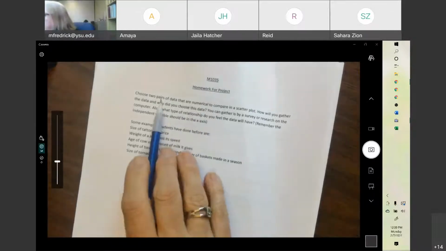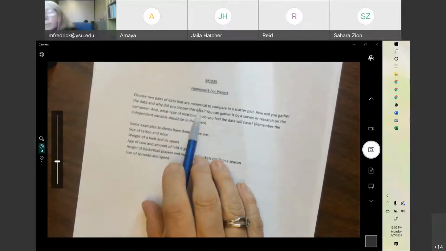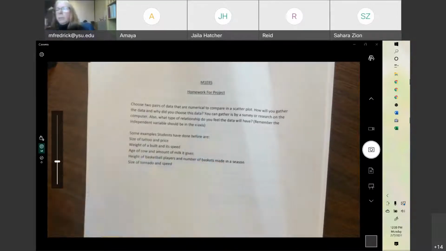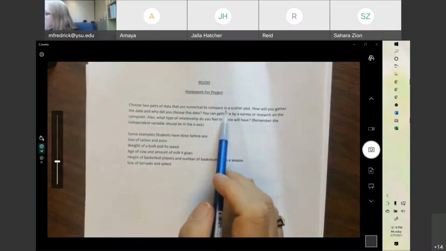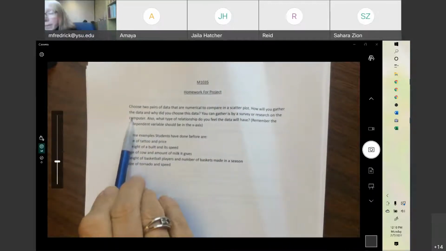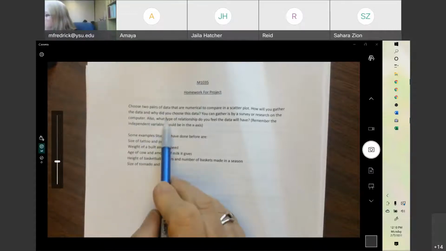You have to choose 2 sets of data that are numerical. You don't want yes and no questions. It has to be numerical, because when you're plotting it on a line, you can't go over yes and up 10. It has to be numbers. And you want to make a scatter plot. You'll explain how you're going to get your data and why you chose it.